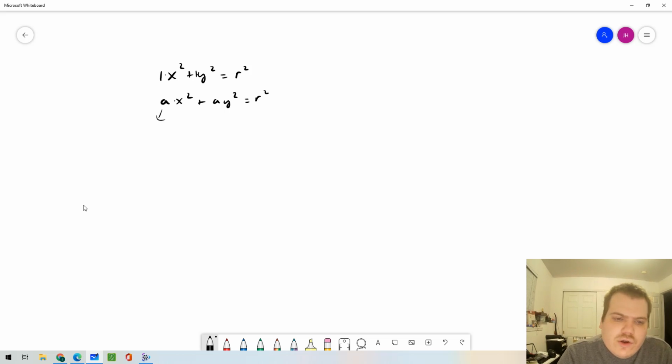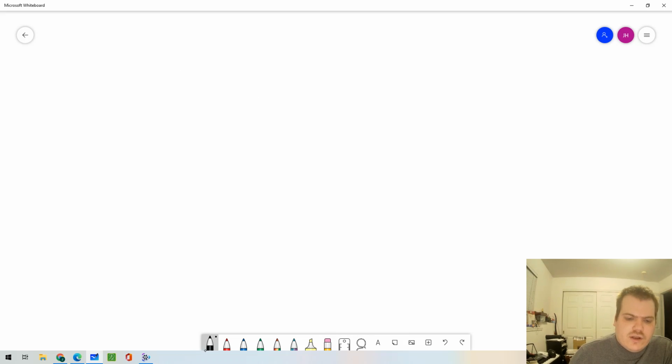The only real condition there that I have is it has to be the same, because if it's not the same, then it turns out that I have an ellipse. And we'll look at the ellipse a little bit later in the series. So I just have my a have to be the same.